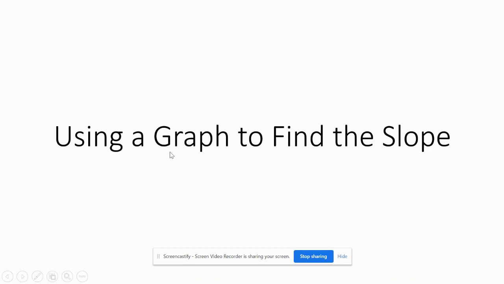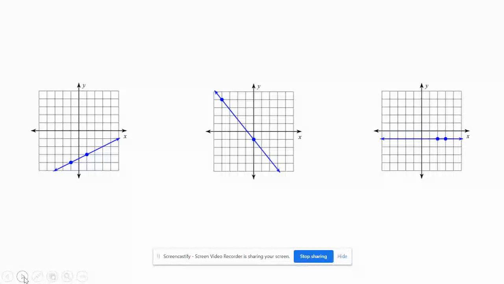All right, today I'm going to show you guys how to find the slope using a graph. Using a graph, we're going to find the slope. So I have these three examples here, and looking at the first one on the left, we are going to find the slope using 2 points.